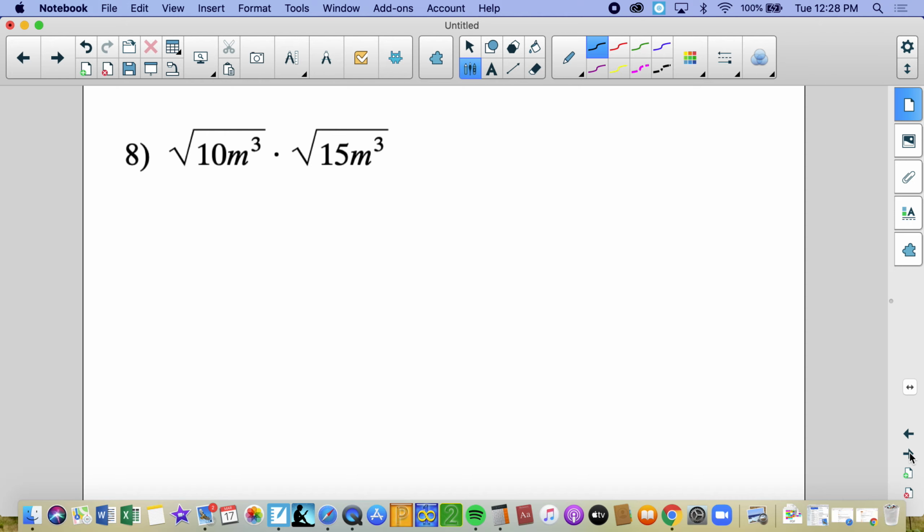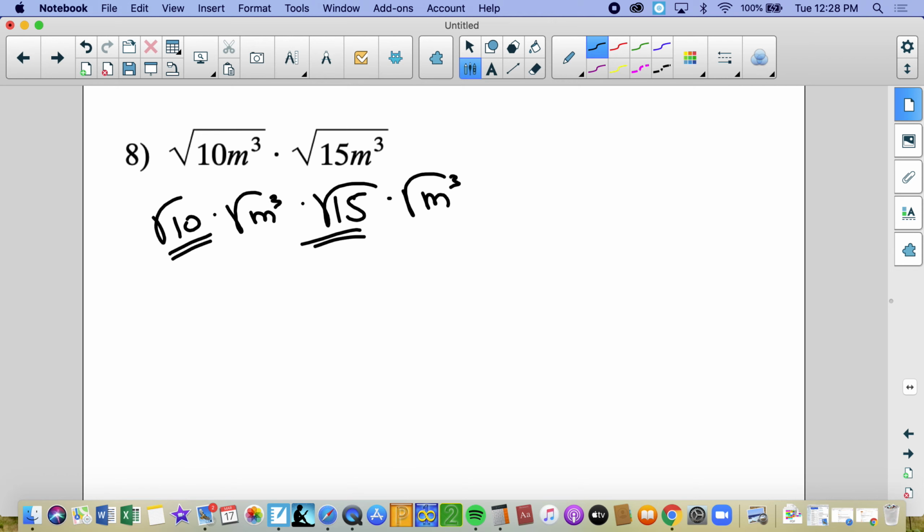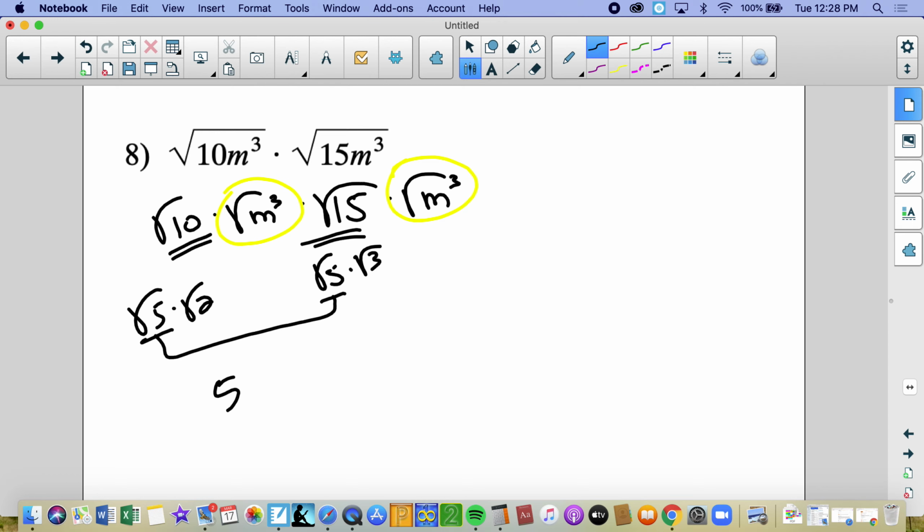Let's look at the next one. Remember, we're going to separate those, and now I'm going to break up these coefficients. I'm going to make that rad 5, rad 2. I'm going to make rad 15, rad 5, rad 3. And hopefully we see, hey, those are identical. So I know that that's going to come out of the house. These match up. So I'm left with 5.